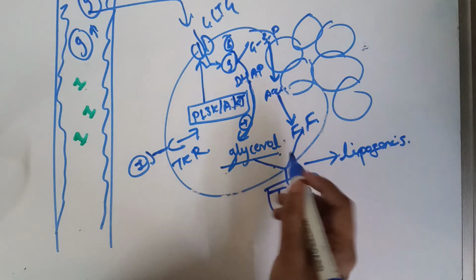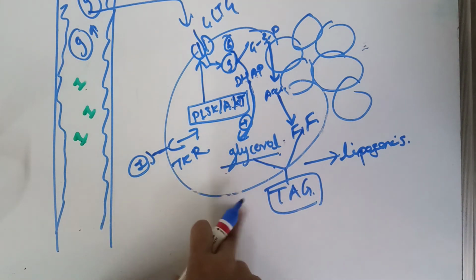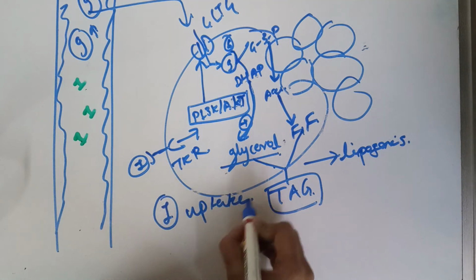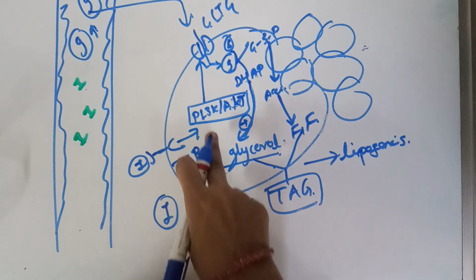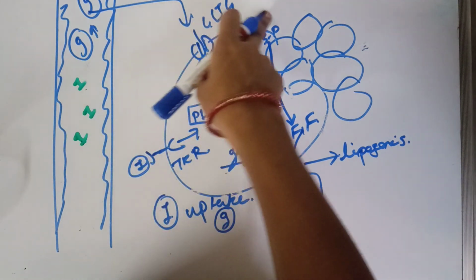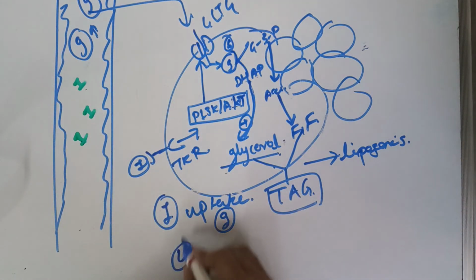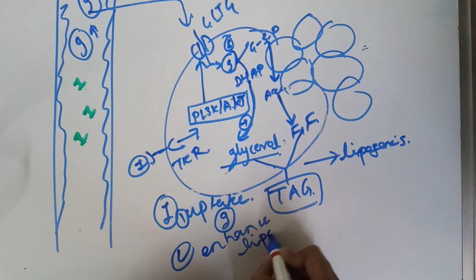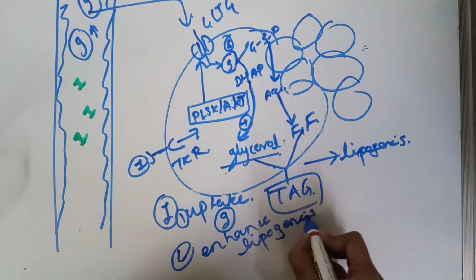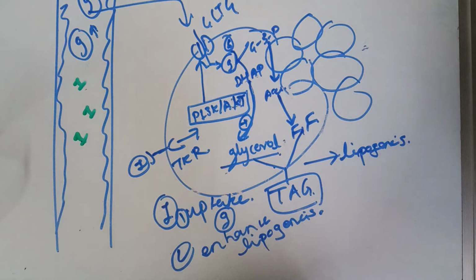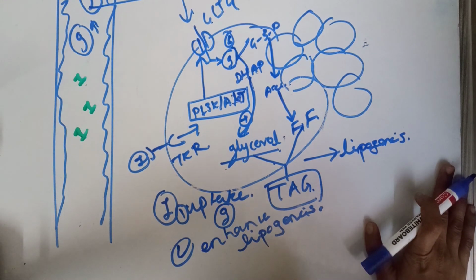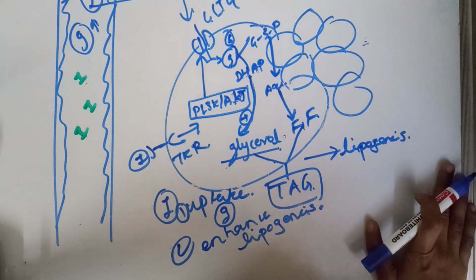So in adipose tissue, what insulin does is, first, it enhances uptake of glucose, after stimulating your transporter GLUT4. Second thing, it enhances lipogenesis. In this way, guys, insulin regulates your high glucose concentration to lower it.